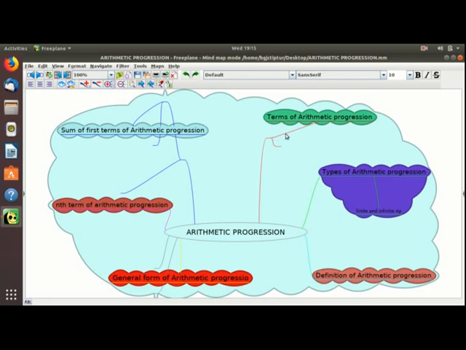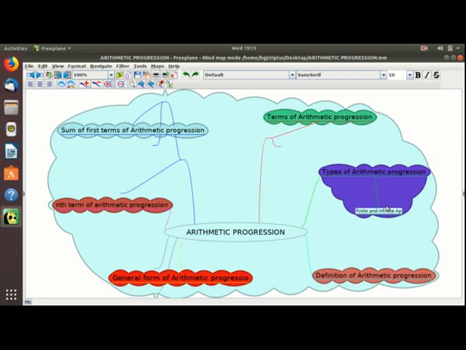a1 means first term, a2 means second term, a3 means third term, a4 means fourth term and so on. The last term is written as an. In arithmetic progression there are two types: one is finite arithmetic progression, and the other is infinite arithmetic progression.